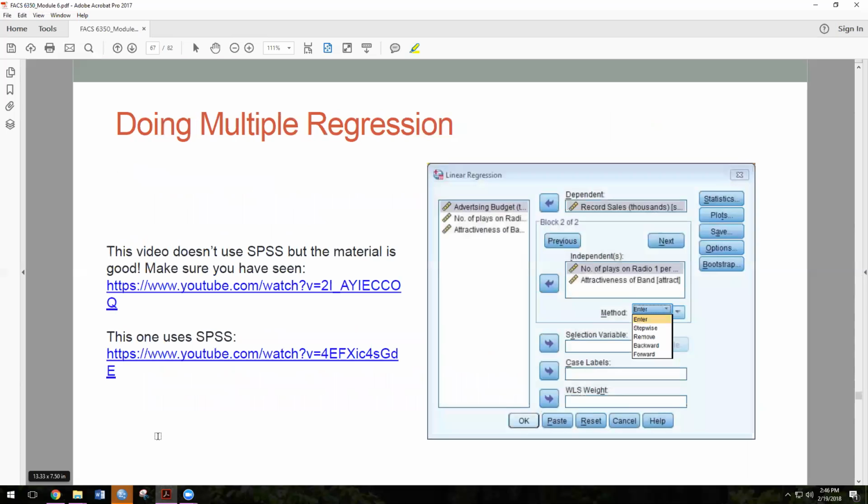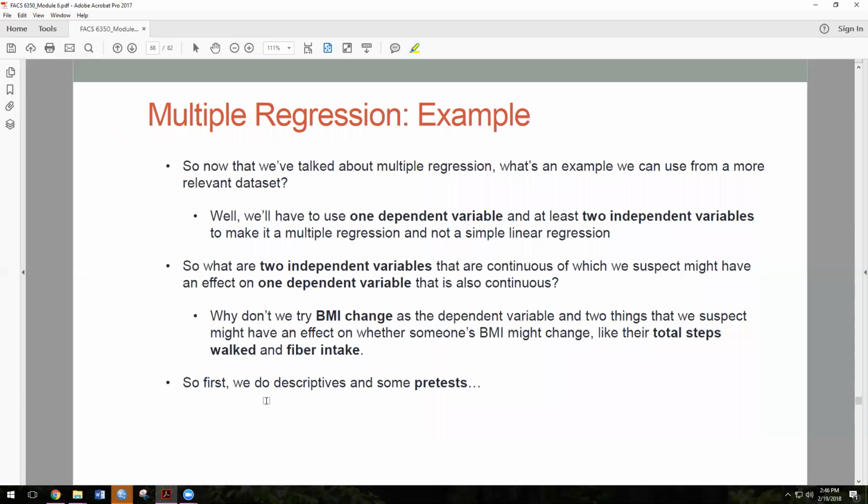So with multiple regression, the first video doesn't use SPSS, but it gives you a lot of really good information about the background on regression. The second one I didn't think was as useful of a video, but it does use SPSS, so it might help you as you go through your steps. So the example here is we're going to use one dependent variable and 2 independent variables for our multiple regression, because we want to make it more than a simple linear.